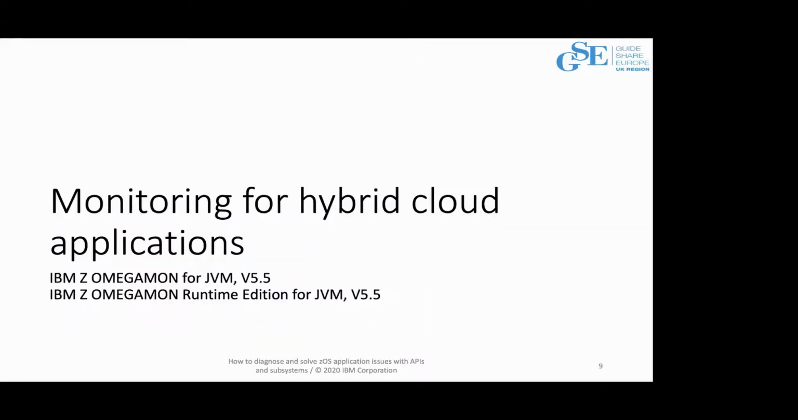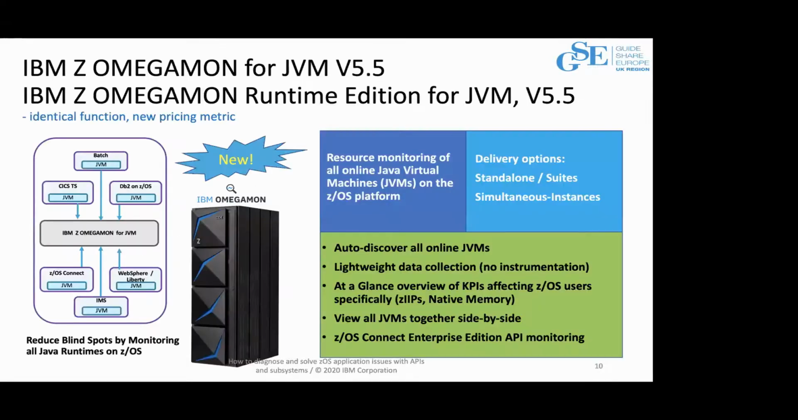So looking at hybrid cloud applications, here I'm going to briefly introduce you to Omegamon for JVM. Now you may see there's two products listed here. I'll explain the second one later on in the next slide. But IBM Z monitoring, IBM Z Omegamon for JVM, is IBM's solution to monitor all online Java workloads on zOS across the enterprise.